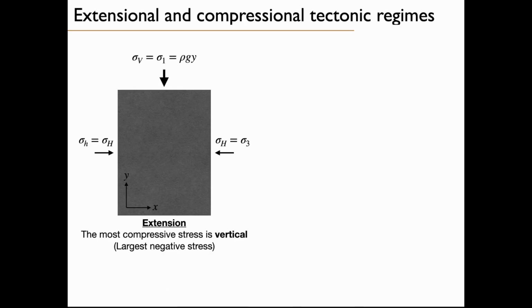So let's discuss now extensional and compressional tectonic regimes. First we consider a slab of rock here. It is under extension. So what does extension mean? It means that the most compressive stress is vertical. So sigma 1 will be the vertical stress, sigma v, and it is equal to rho g y, as defined earlier. And we have horizontal stress, which will be smaller. It's applied to the side.